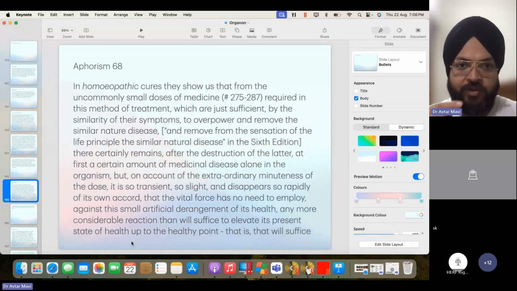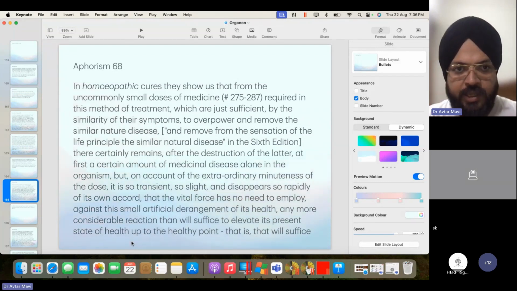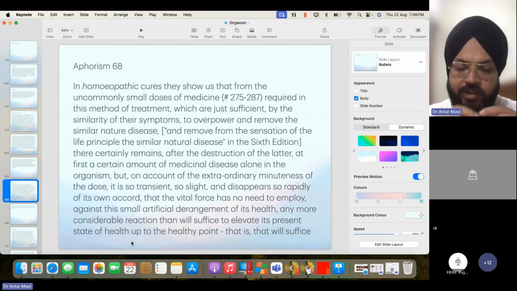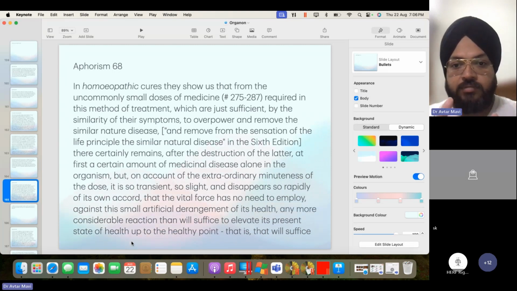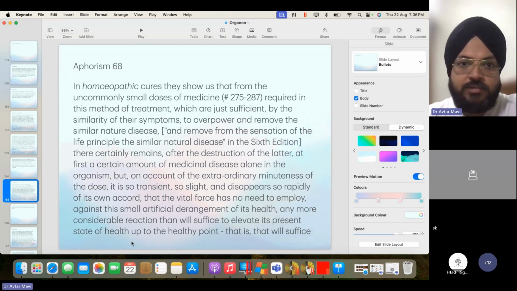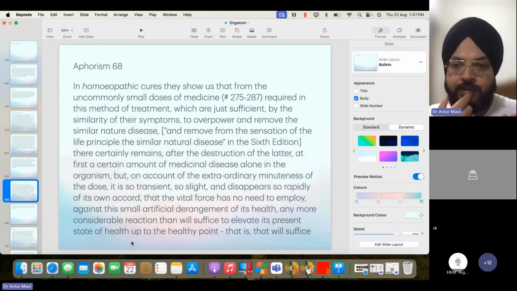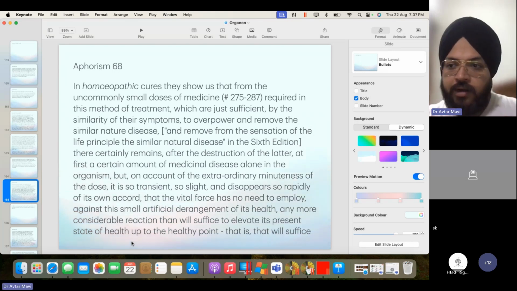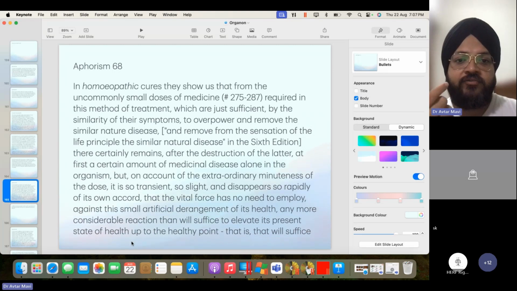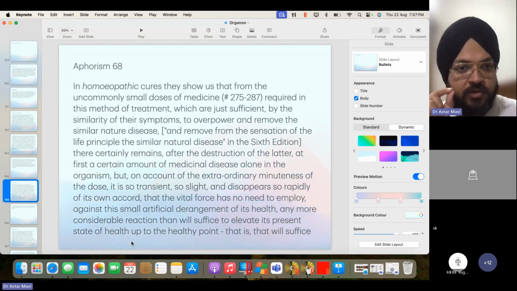So with homeopathic cures, what they show us is that the dose of medicine is uncommonly small. First it is diluted so many billions of times that it has become so small. Then, for example, one drop of 200 potency can medicate 500 small number 10 globules. And Dr. Hahnemann has told us to give one of those globules, so minute a dose.